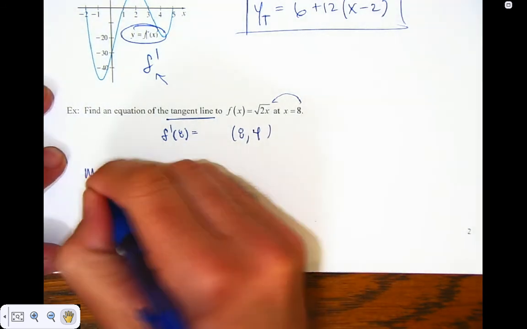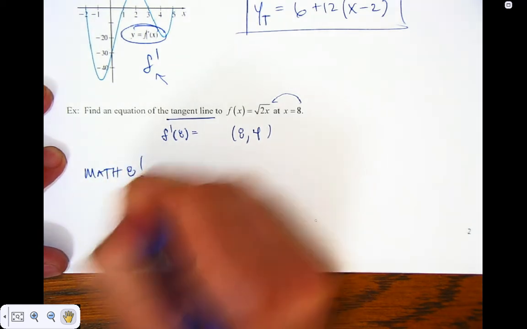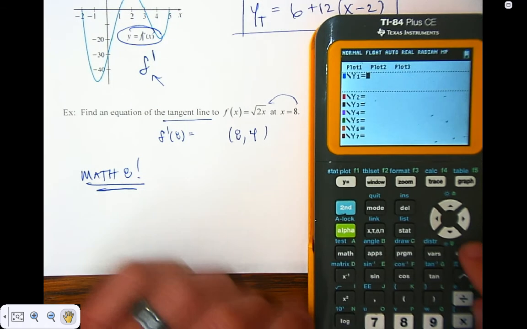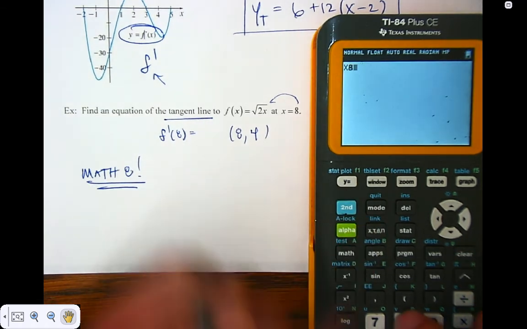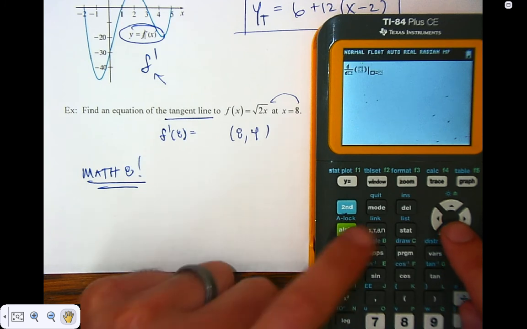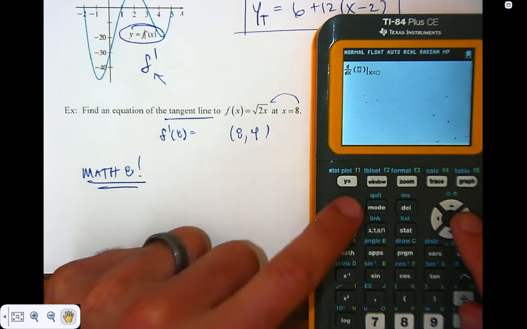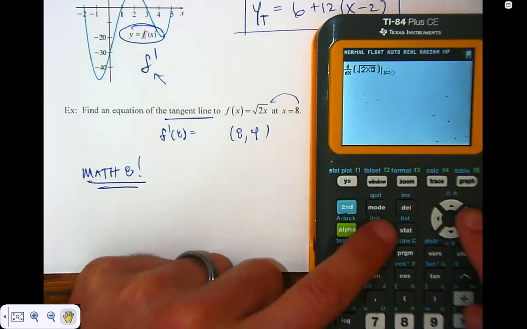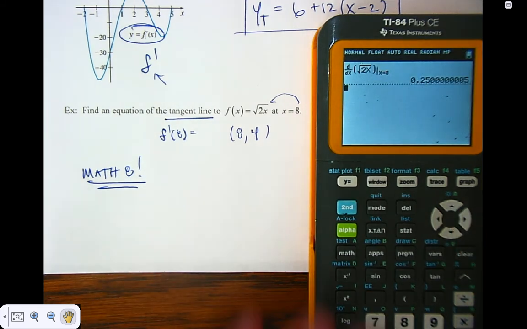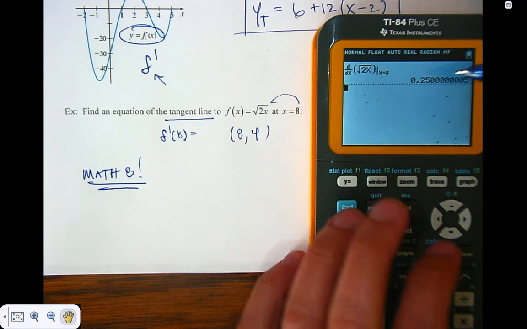Okay, let's do this the easy way. Let's use math 8. Okay, so let's practice using our calculator. You go in, you hit math 8, sorry about that. You need the derivative with respect to x of your function, which is the square root of 2x at a value of 8. And the answer is 0.25, right? Or 1/4.